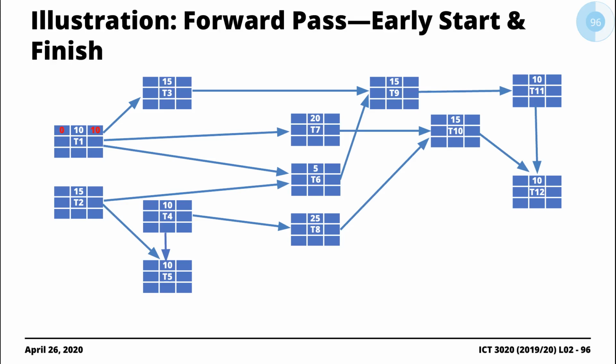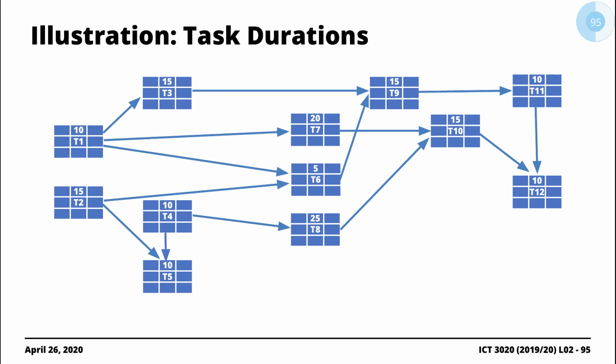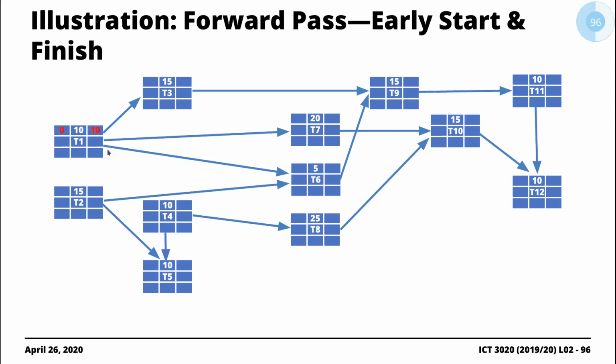The way that you go through the forward pass is you start with the initial tasks, tasks that don't depend on anything at all. It doesn't matter really. You can start with the very first task. In this case, I'm going to go through the tasks in sequence: T1, T2, T3, T4, all the way up to T12. Because T1 is the starting task, the early start date is 0.